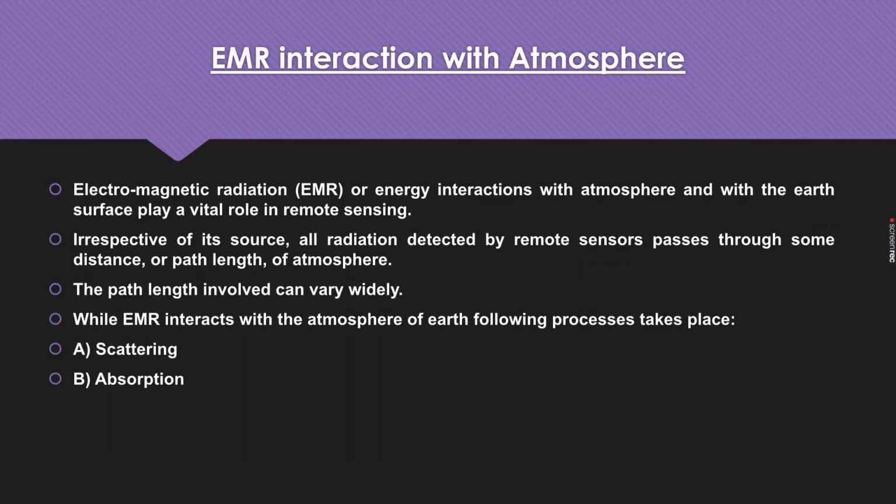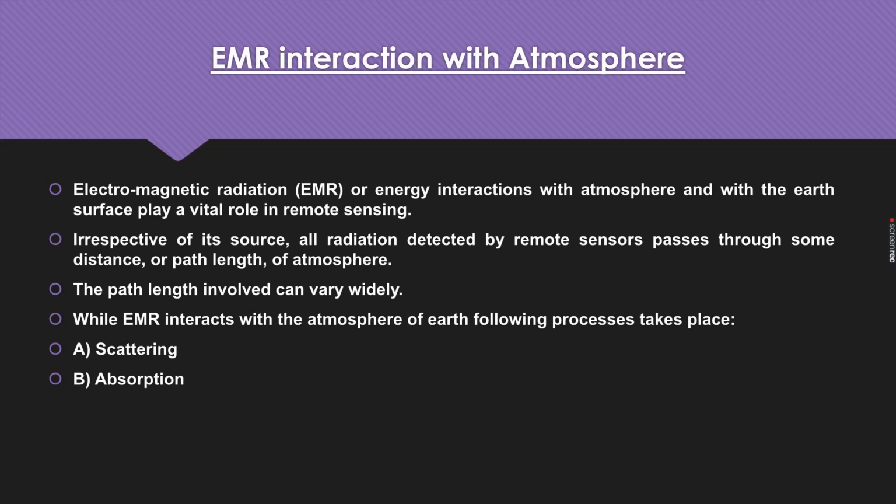Now we will move on to our next topic for this session, which is EMR interaction with the atmosphere, or we can understand it as what processes take place when the electromagnetic radiation interacts with the atmosphere. As you all know, from our previous sessions, when the EMR travels from the source of energy towards the Earth's surface, in between it interacts with the atmosphere. So this is the second stage of remote sensing data acquisition.